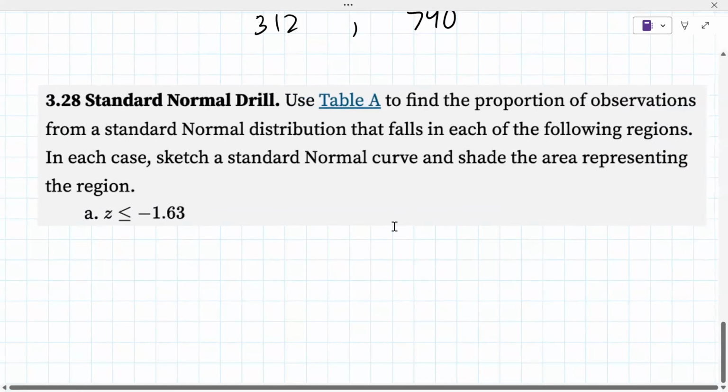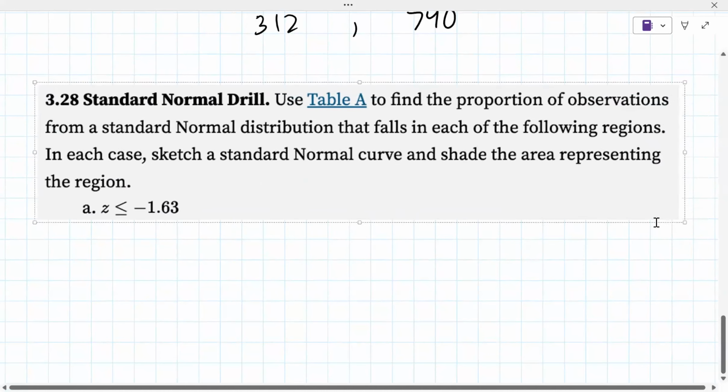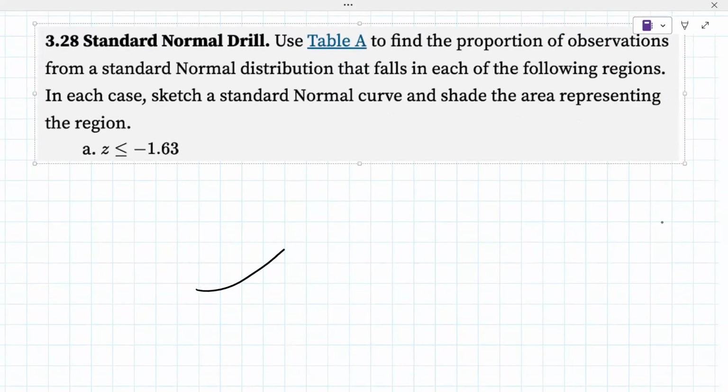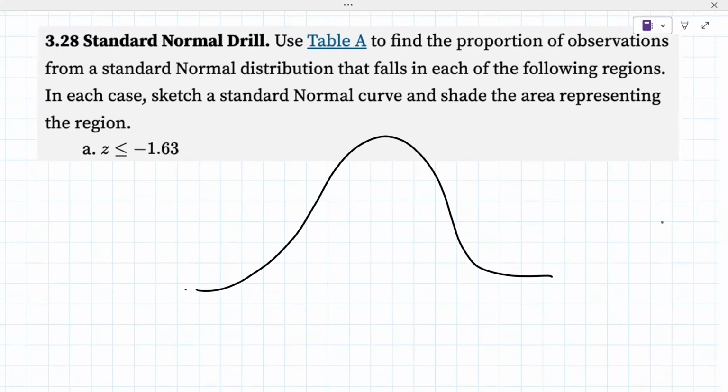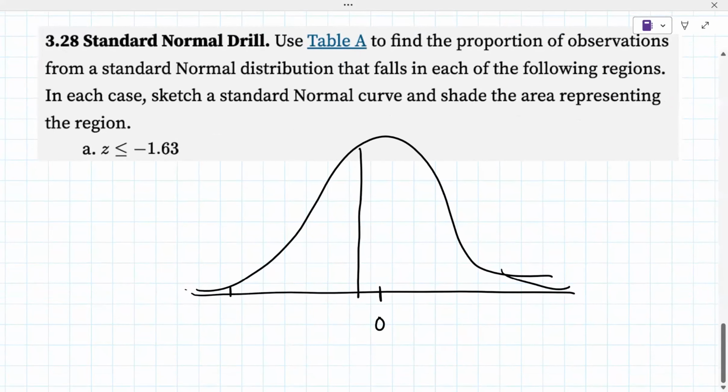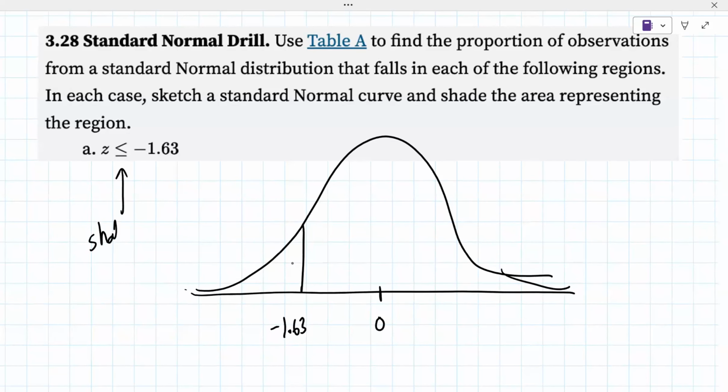All right, so we kind of did this in the previous problem. As you're learning this, you really do want to draw a curve, some sort of a bell curve, and then zero's in the middle. So where is minus 1.63? Well, here are places that it's not. It's not there, and it's not there. Make it look reasonable. It's somewhere there. It doesn't need to be exact, but it needs to not be in completely the wrong spot. Okay. And then this means to shade left.